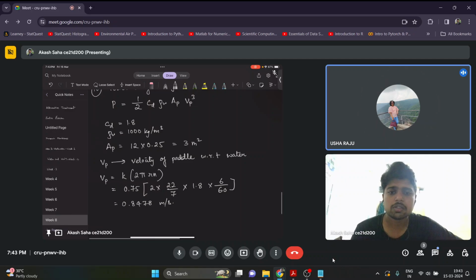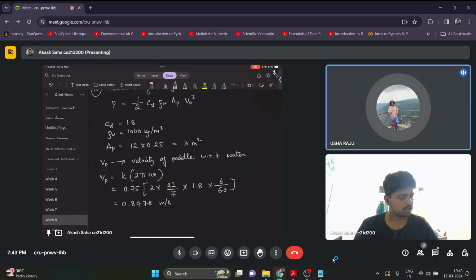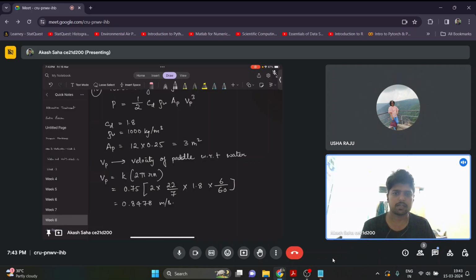N is the number of revolutions per second. Yes, because we are finding out in meter per second.